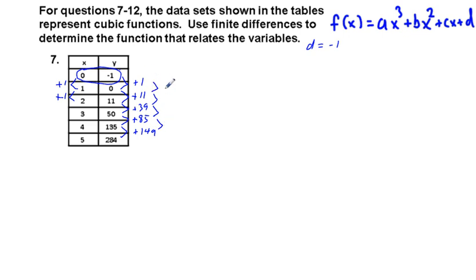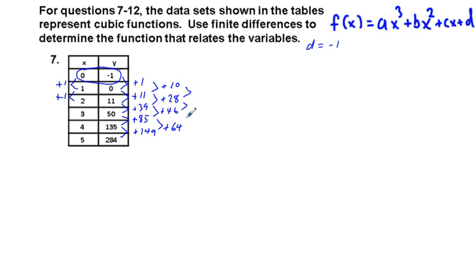Okay, second difference, we have 11 minus 1 is going to be plus 10. Then we have 39 minus 11 is going to be 28. Then we have 85 minus 39, that's going to be 46. And then we have 149 minus 85, that's going to be 64, is it? Yeah, I think it's going to be 64. So those are the second differences.